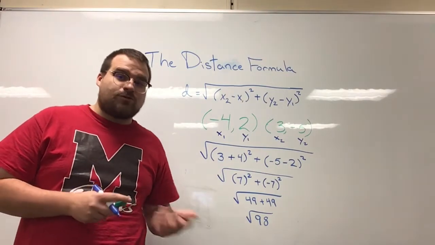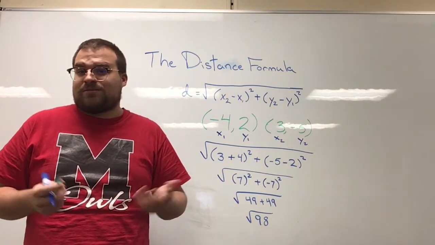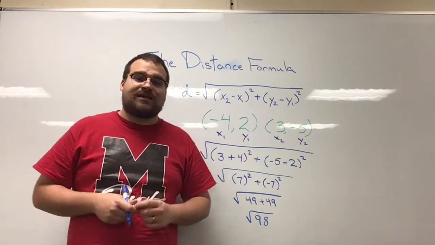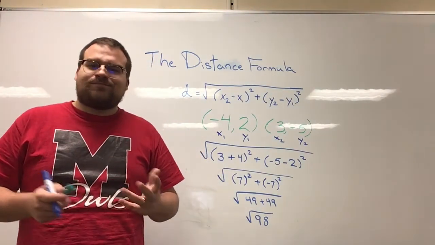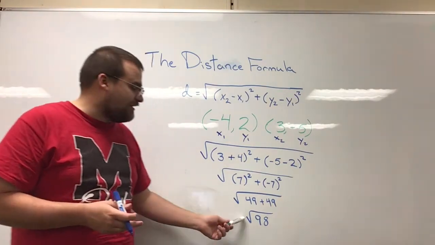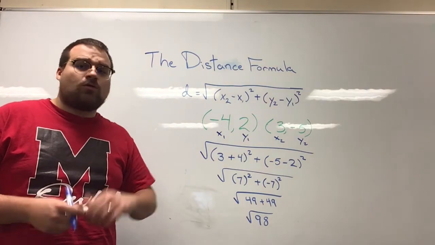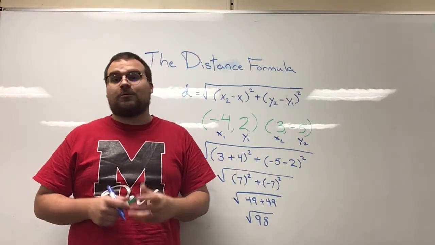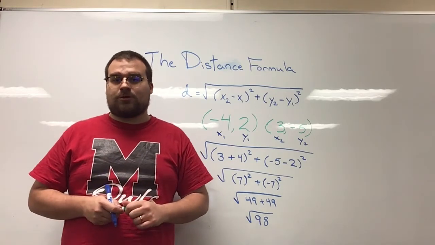We could turn it into a decimal if we wanted. I mean, it's going to be like 9.9 or something? I don't know. It's some never-ending decimal probably. That's not fun for anybody to write or look at. So mathematically, a lot of times we want to either leave it like this, or if your teacher prefers to simplify that square root, then we want to simplify the square root.